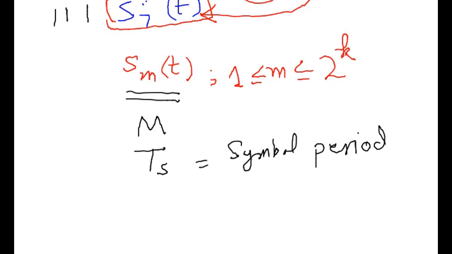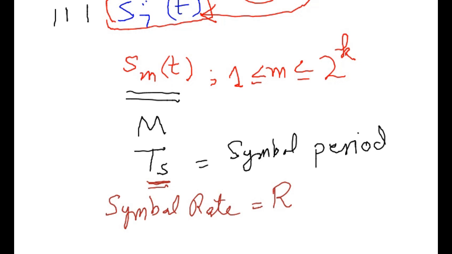Ts is also called the signaling interval, so sometimes we call it signaling. This is our signaling interval or symbol period. If we are interested in the symbol rate, which will give us the data rate, of course, I represent the symbol rate by Rs.